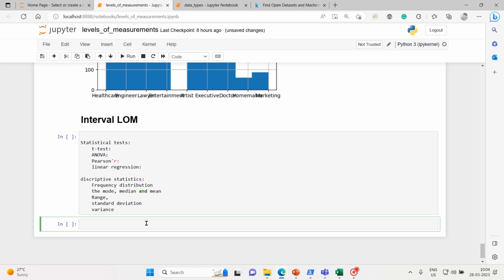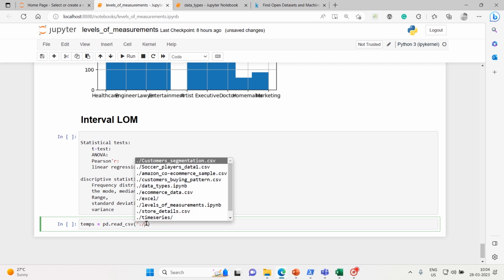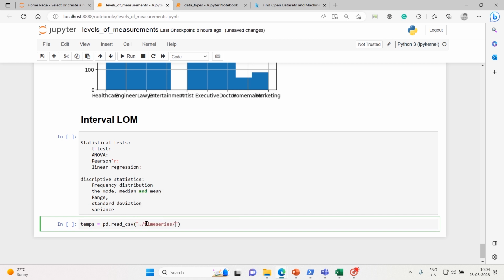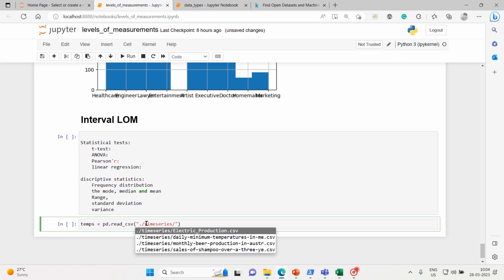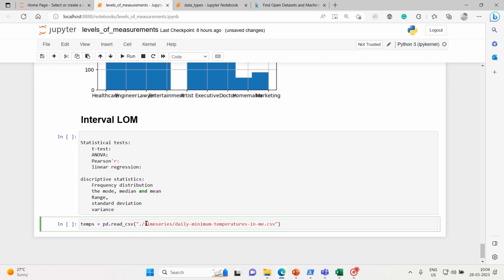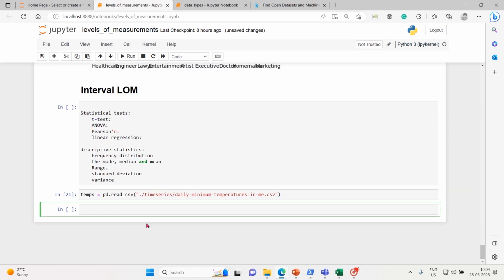So let's read tabular data. I'm going to use a temperatures data. So temps is equal to pandas dot read CSV, and inside the read CSV I'm going to take a file. Let me go to the time series directory, and inside that I'll go for the time series file, the daily minimum temperatures in ME. Okay, execute, and let me see temps.